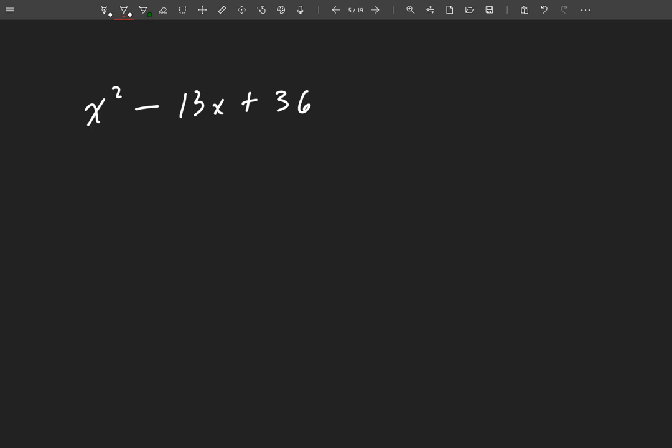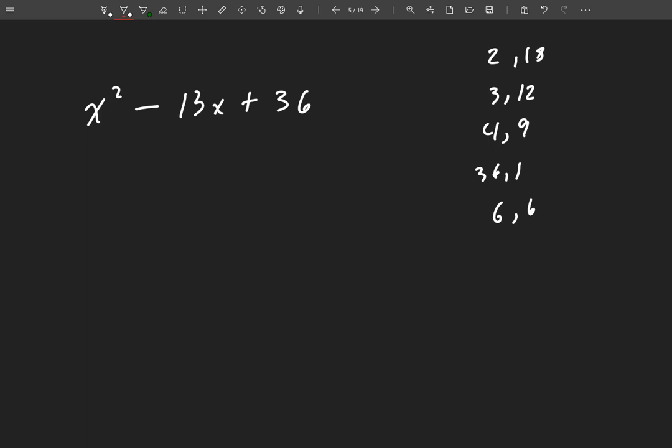There is 2 times 18. There is 3 times 12. There is 4 times 9. And let's see, well, there's 36 and 1. 6 times 6, I forgot that one. There's all kinds of things that give me 36. But remember, we're looking for things that combine to give me 13.